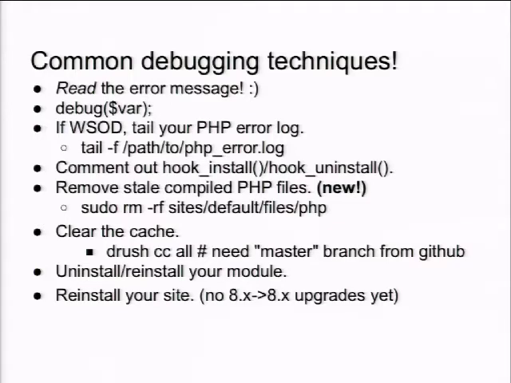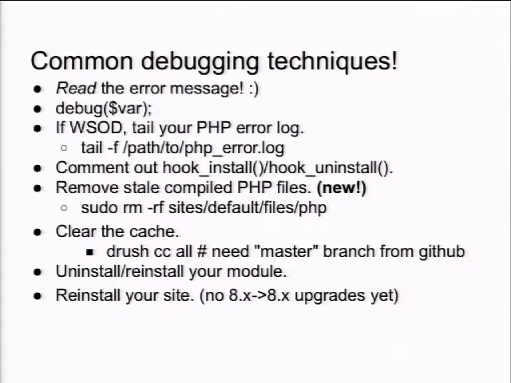So in Drupal 8, there's a few different things that you should do. The first thing is actually read the error message. That's important. The debug function still works. You can debug a var to figure out what's happening there. If you have a white screen of death, oftentimes it's helpful to tail your PHP error log and find out what's happening there. The location of your PHP error log will be different depending on your environment. But when there's a white screen of death, you can't actually get into Drupal to check Watchdog. So instead, it's helpful to look in your PHP error log. And oftentimes that's a fatal error somewhere earlier than it can get output on the page. One way to work around this issue, too, is you can comment out hook_install or hook_uninstall so that when you turn on your module, no hooks are firing. That's a useful way to get around this.